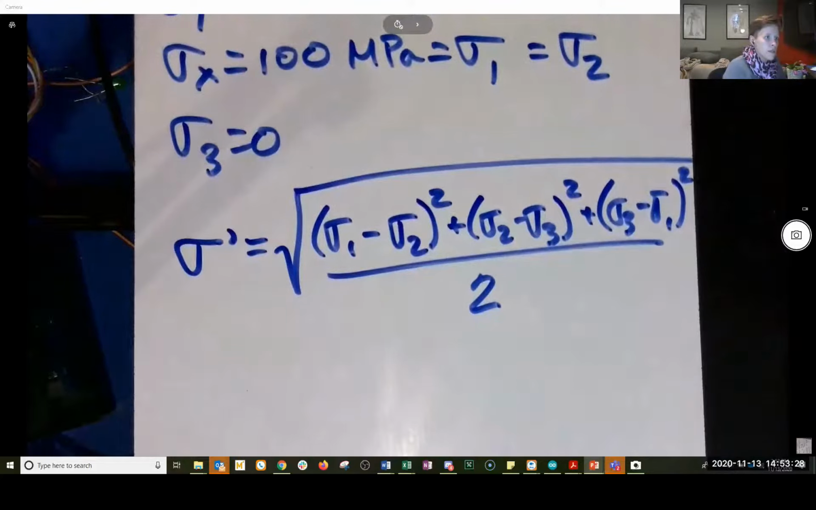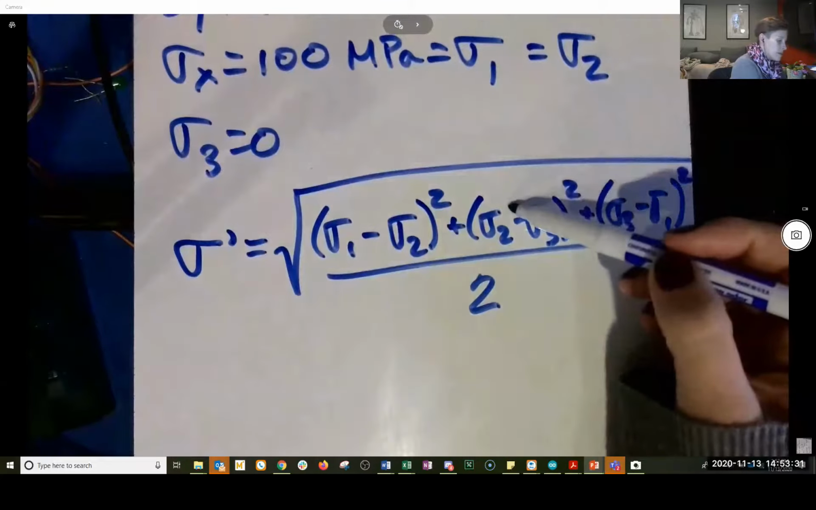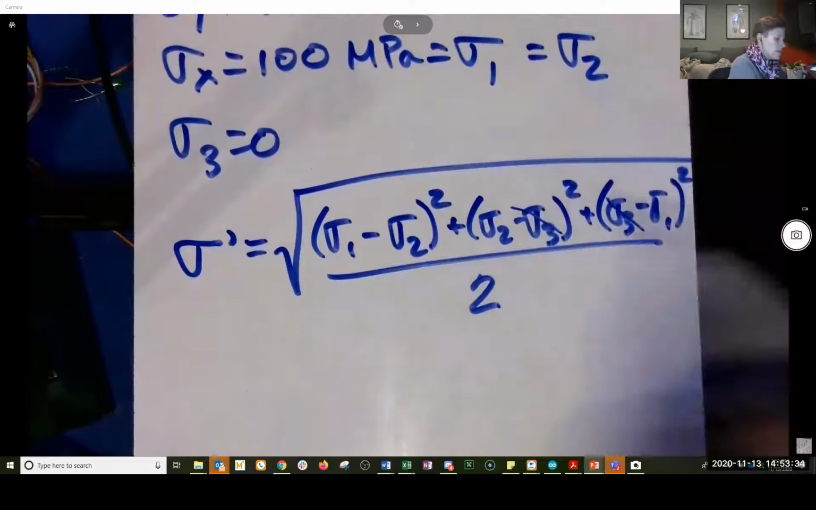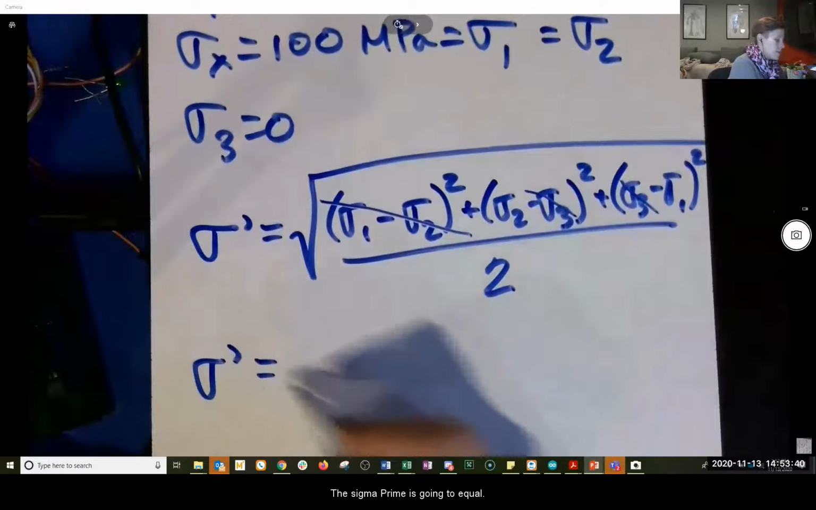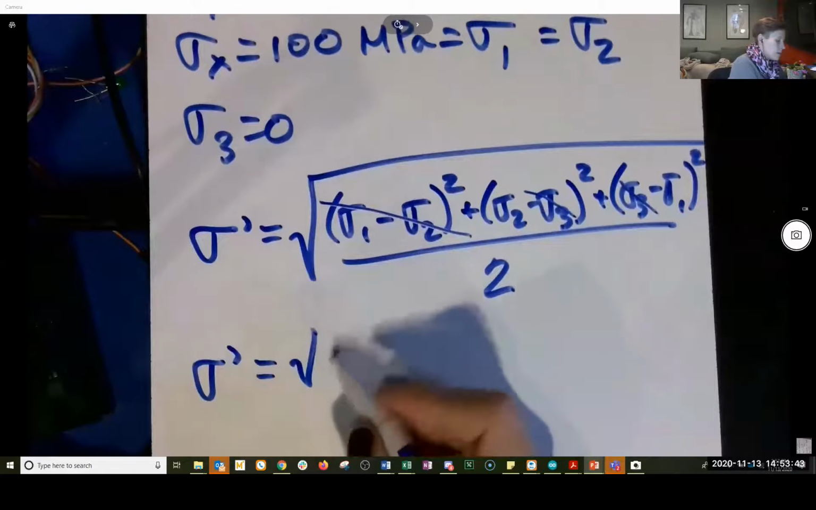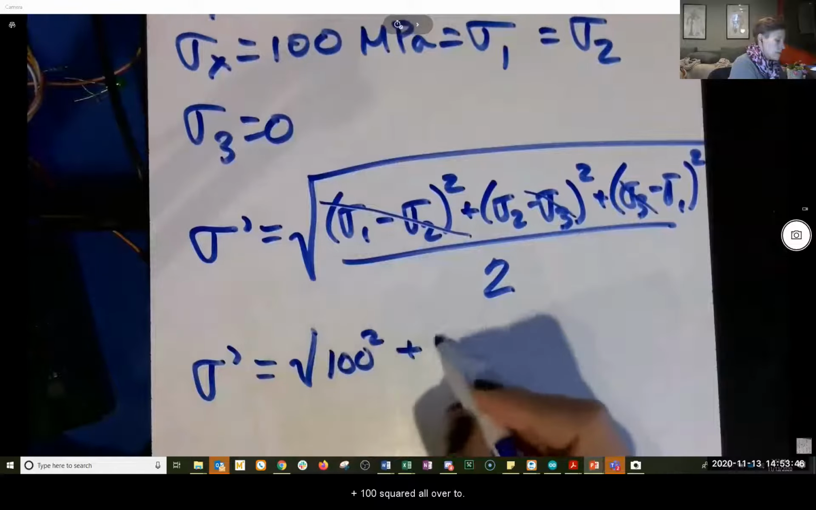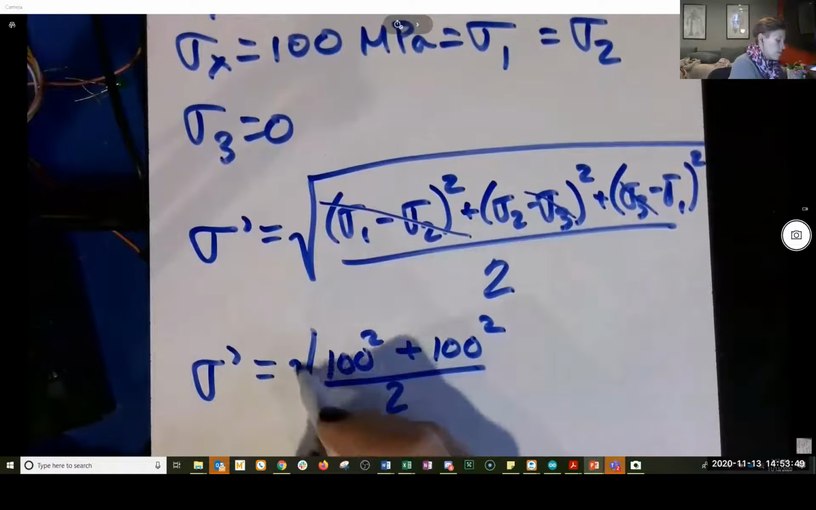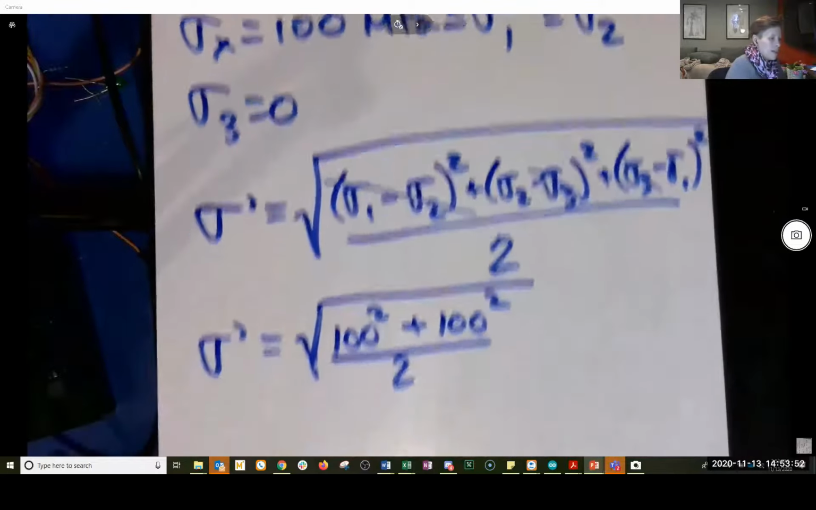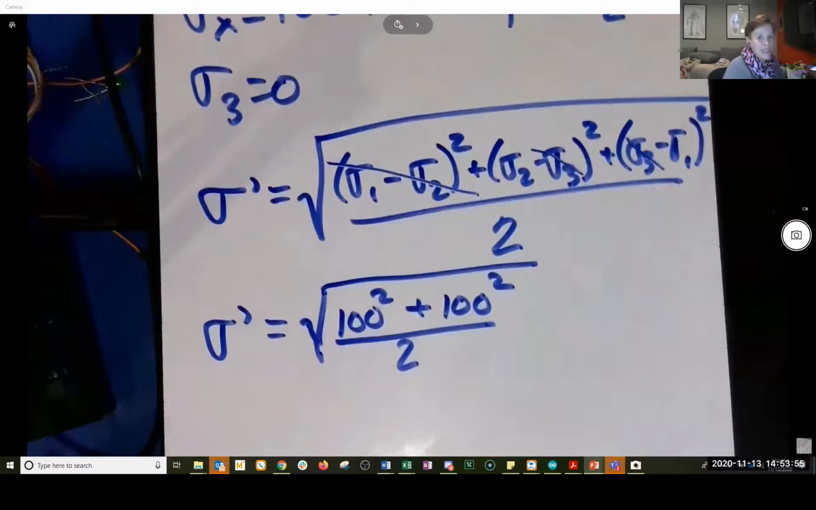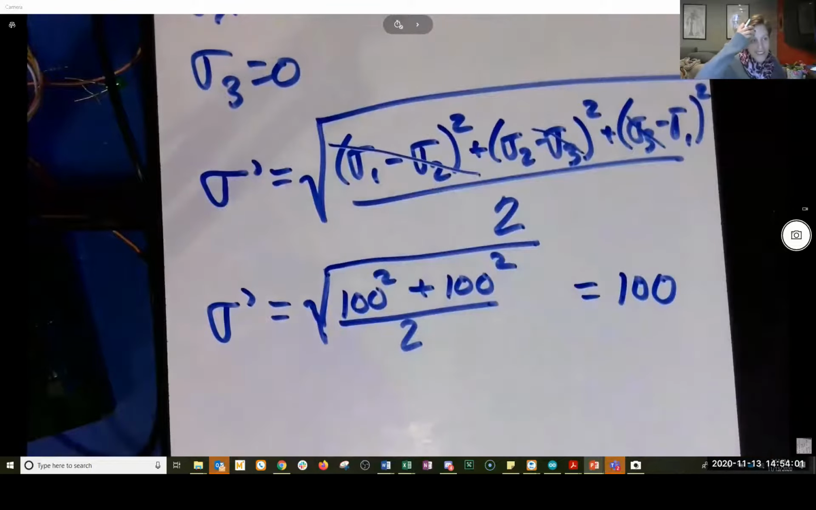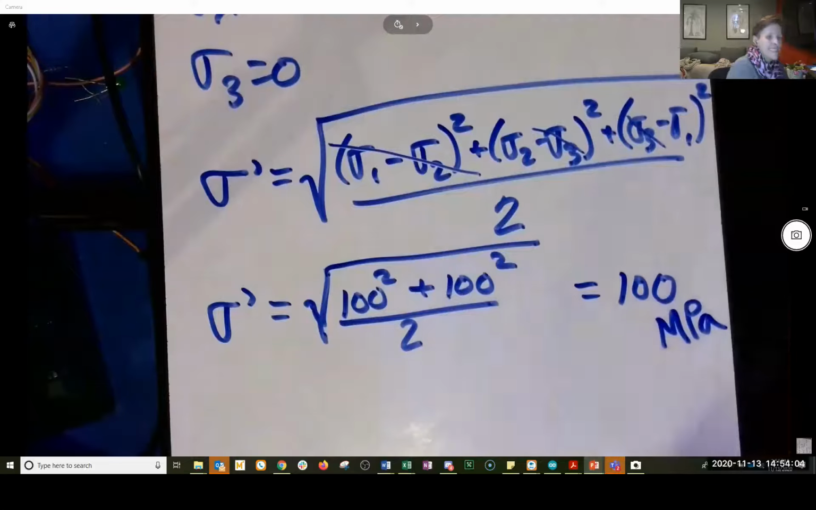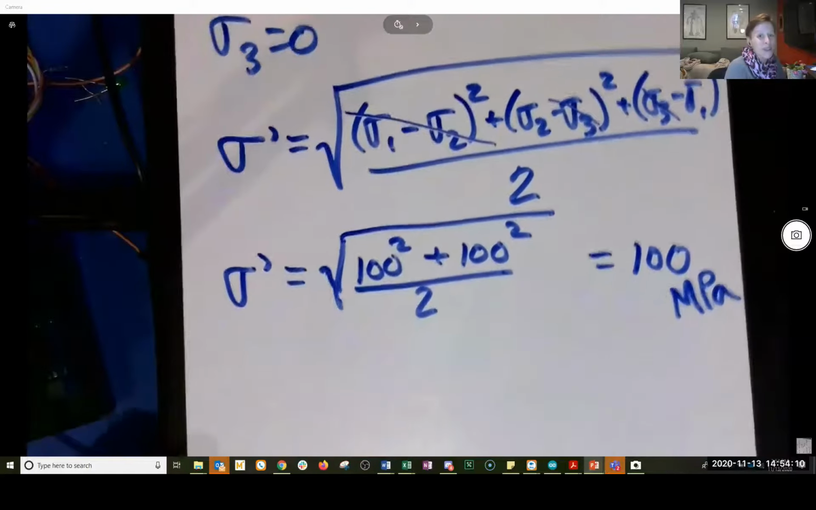And so sigma 3 is 0, so that's 0, and that's 0. Sigma 1 minus sigma 2 goes to 0, right? So sigma prime is going to equal 100 squared plus 100 squared all over 2. And now I'm really embarrassed. It took me at least a minute and a half to stare at this the other day, but that's 100. Anyway, it looks like that's 100 to me. I think I had to take out a calculator. I was really tired yesterday.